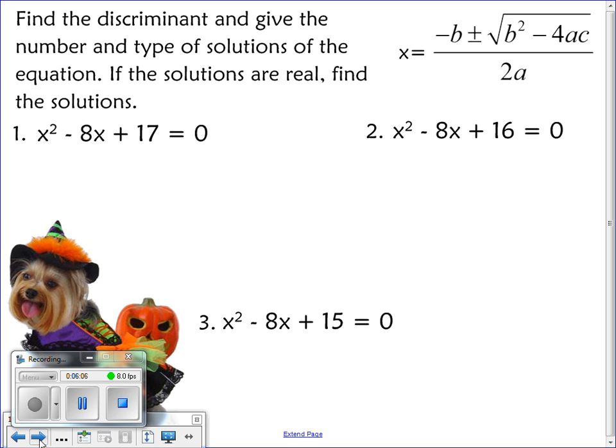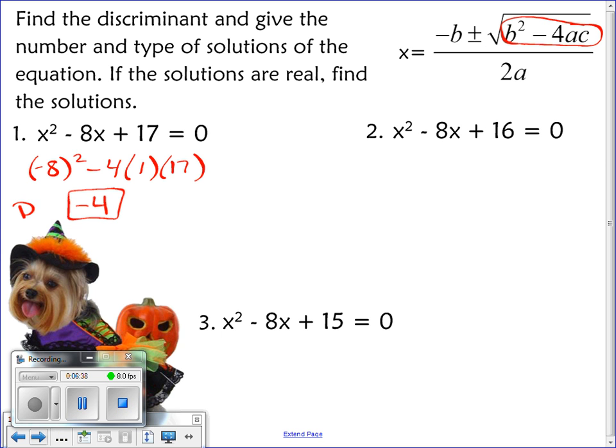So finding the discriminant. Remember, the discriminant is just this part right here. So what's my b value? Negative 8 squared minus 4 times a times c. My calculator is my best friend. And we get a discriminant of negative 4. That's my discriminant. That's the number that would be under the radical.